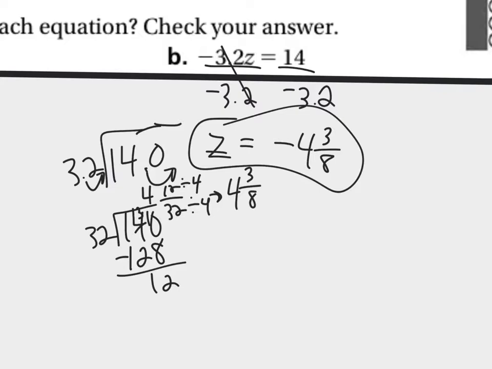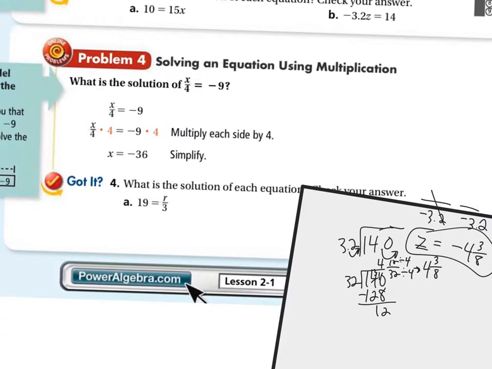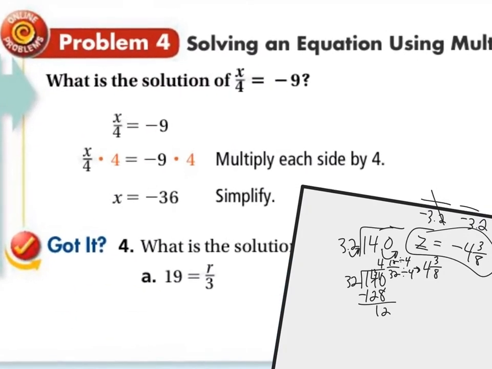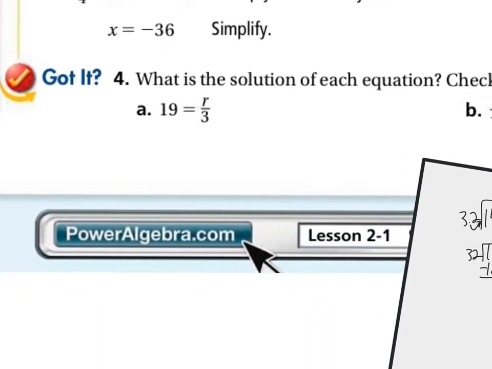If you did that on your calculator and divided it out, you're going to get -4.375. And again, it's just a matter of whether you're allowed to use your calculator or not. You guys should be okay either way, whether you can use it or can't. Either way, you should be able to get that. Problem 4. The variable is being divided by 4, and so we need to multiply by 4 on both sides to get our answer.